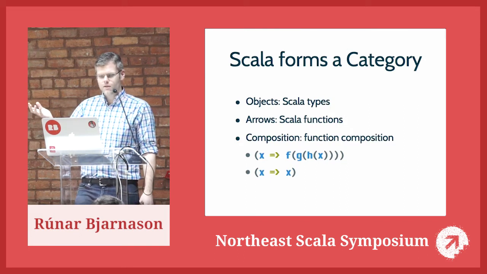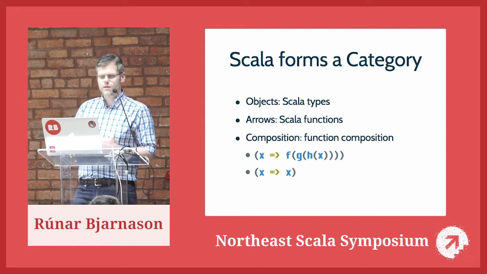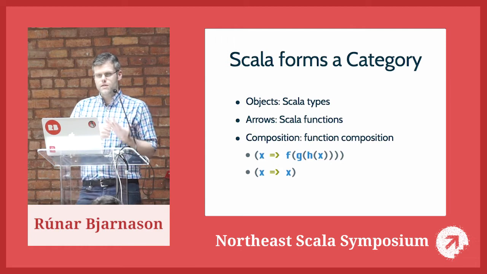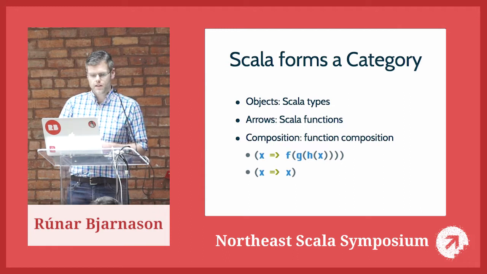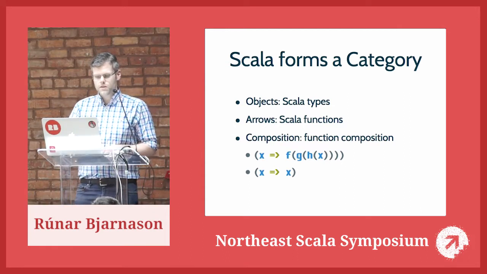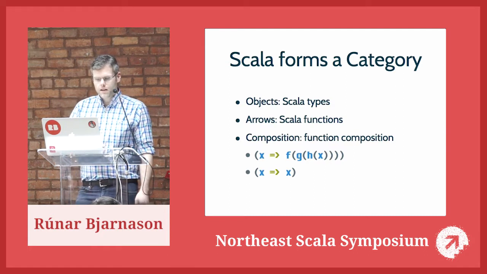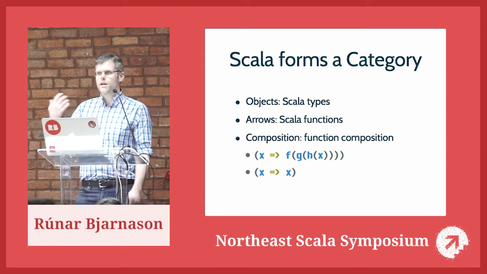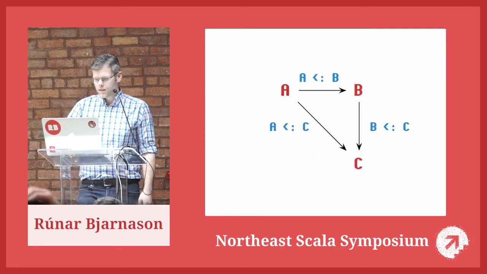So we've already seen one category, which is the category of Scala types and functions. The objects in that category are the Scala types. The arrows are Scala functions. The composition is just function composition, which is associative, because if we compose f and g and h, we always get this composite function lambda of x, f of g of h of x. And then there's an identity arrow on every type. There's an identity function, which when composed with any other function, doesn't do anything to that function. Okay, so that's one category.